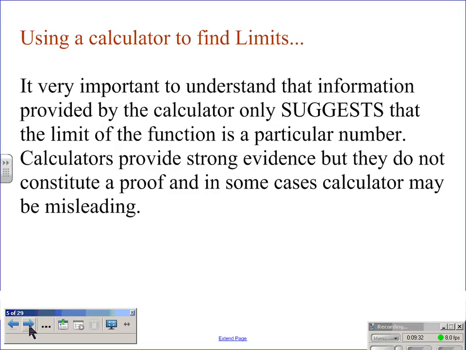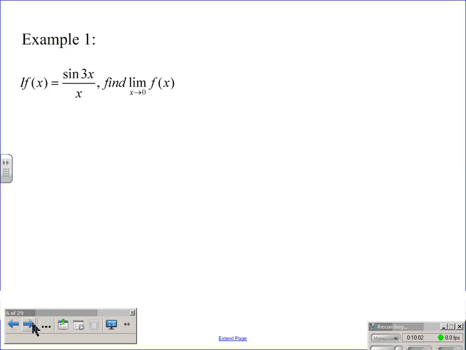So when we're using a calculator to find limits, we're actually not finding the limit. We're just finding strong evidence of what a limit actually might be of a function approaching a certain value. So it's very important to understand that you're only making a suggestion. The proof part of the evidence, which is going to allow us to say what the limit might be of a function as x approaches c, is going to come in later sections.